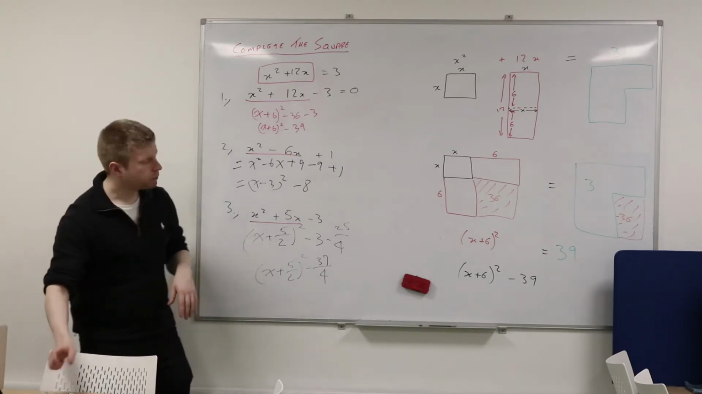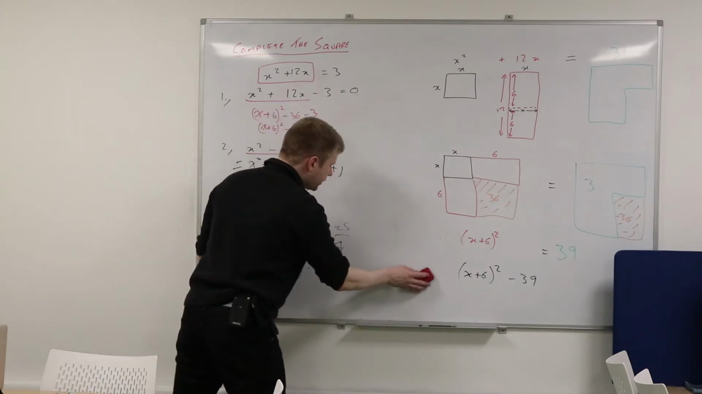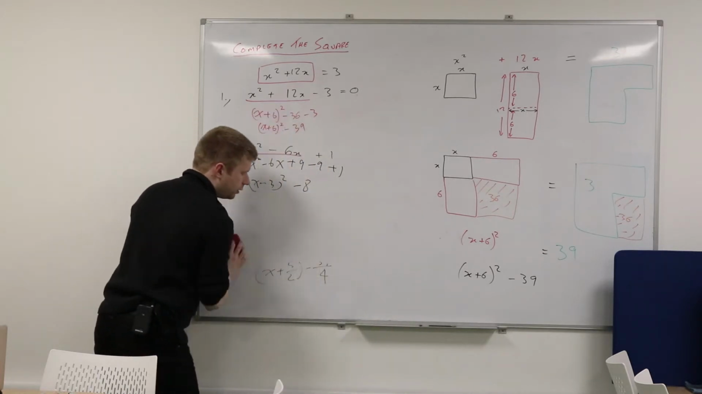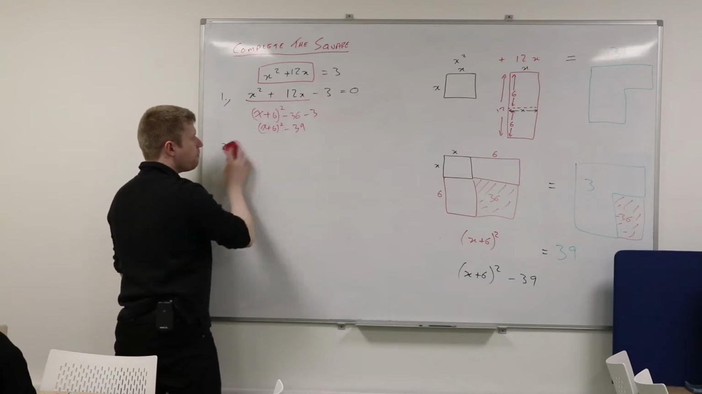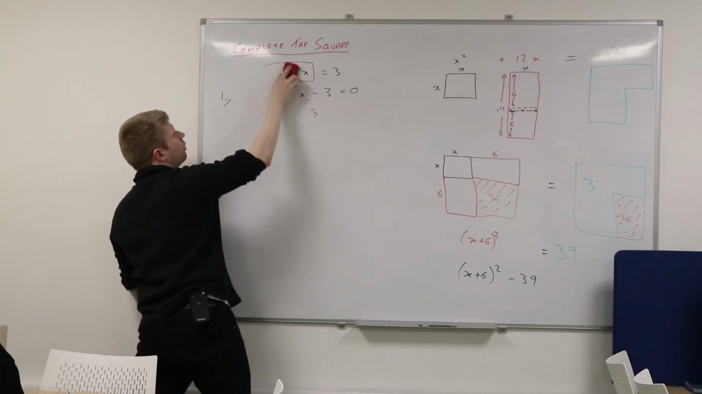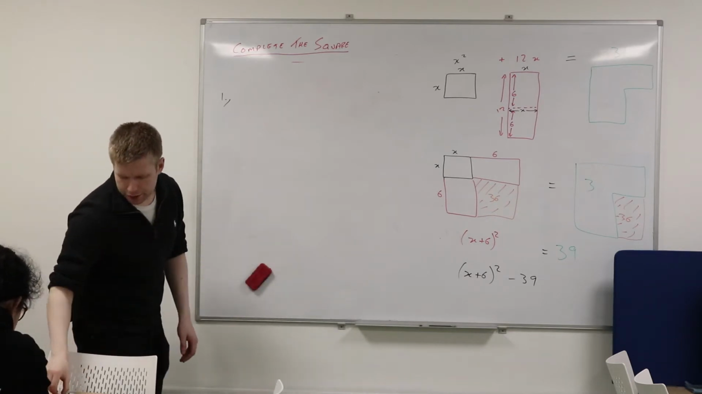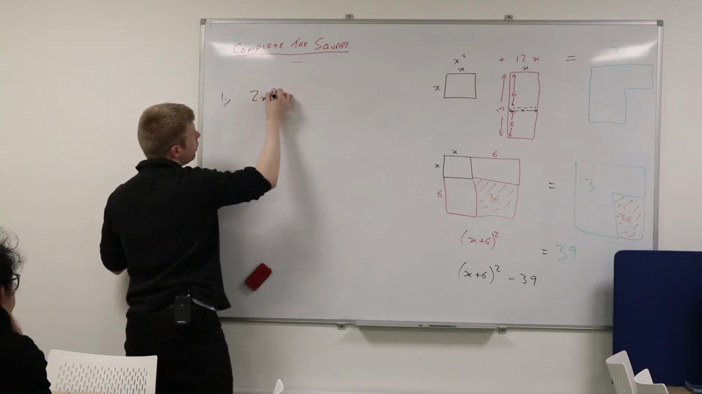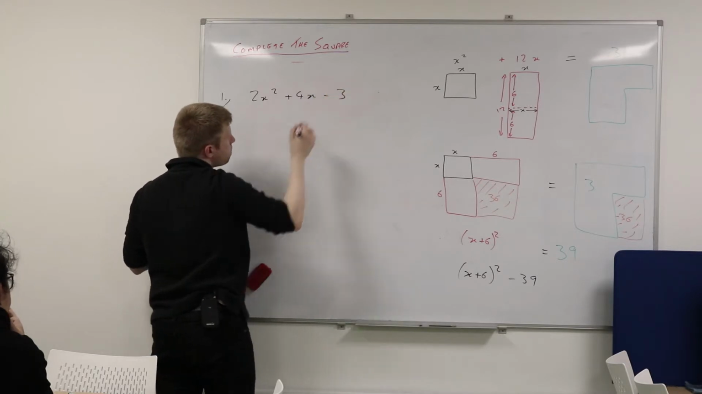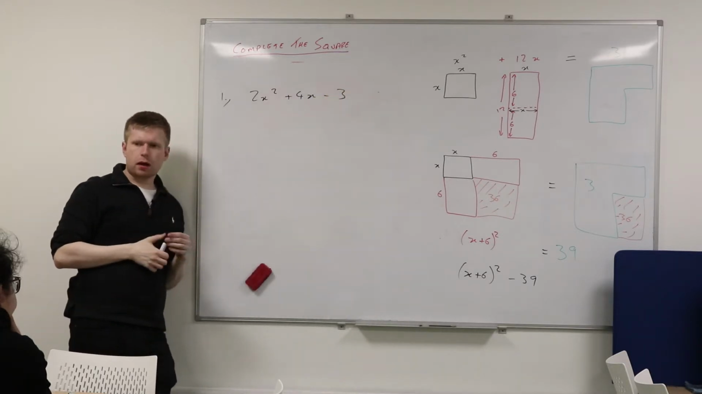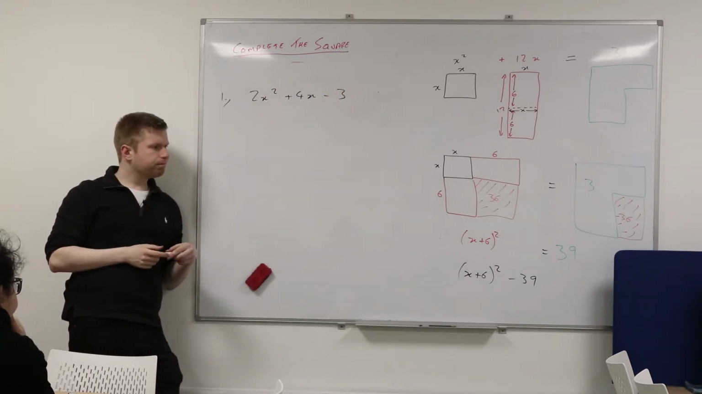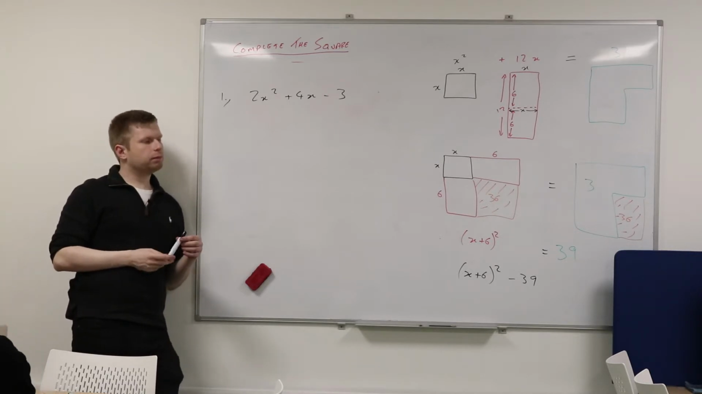Okay, good. Alright, fine. Let's continue with this idea. What if I gave you something that looks slightly different? What if I gave you something like this? What if I gave you something like that? And I asked you to complete the square on this. How would I do that?